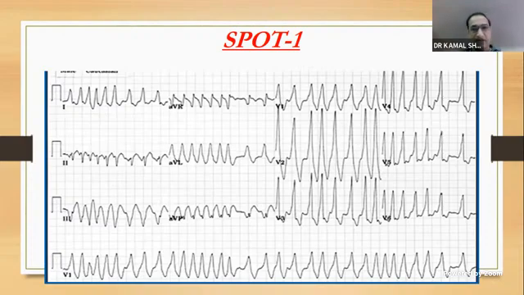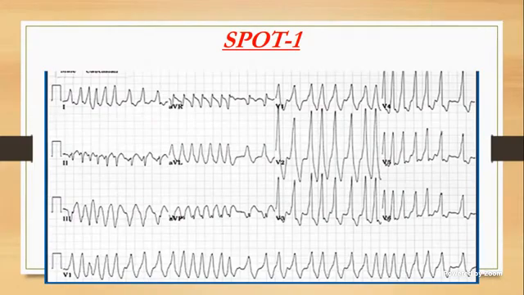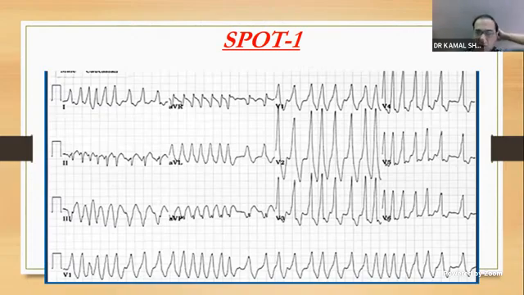So either you add 30 to it or you subtract 30 from it. When you add 30 to it, it will become 120. For that, you'll find the lead which is perpendicular to AVR. So which lead is perpendicular to AVR? That is lead? Sir, it will be lead 3. Correct. Lead 3 is 120 degree. AVR is 210 degree.